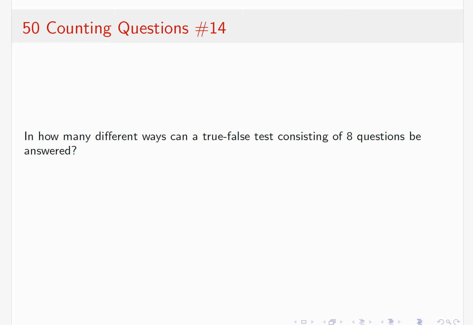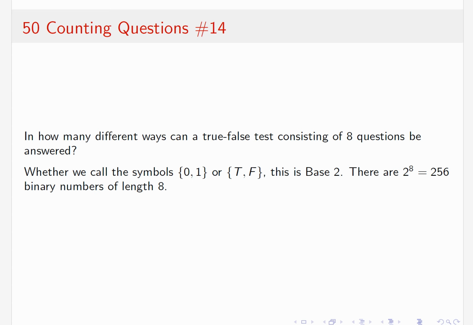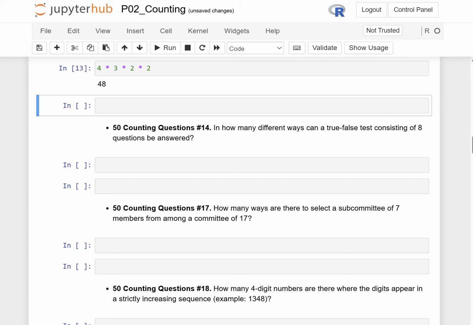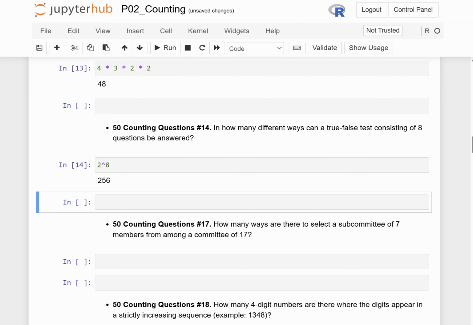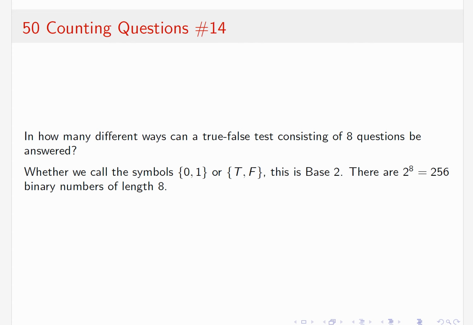And in how many different ways can a true-false test consisting of 8 questions be answered? Well, there's 2 options. So again, we're in base 2, right? 0 or 1, true or false. So the correct number is 2 to the 8th. And we can answer that here. Same thing, you just write 2 caret 8, shift enter, and we have 256.